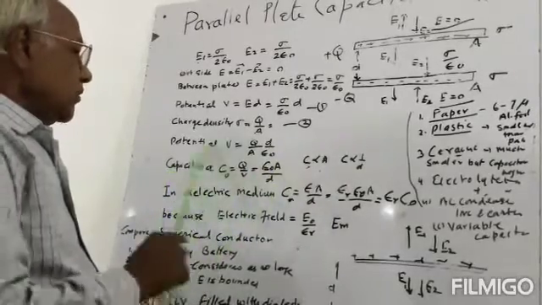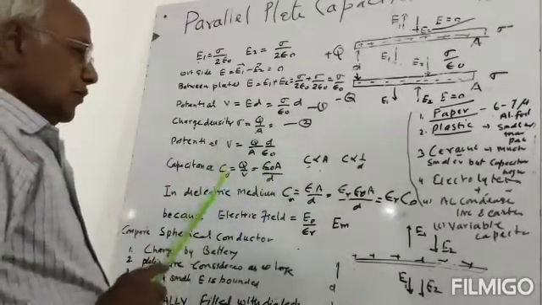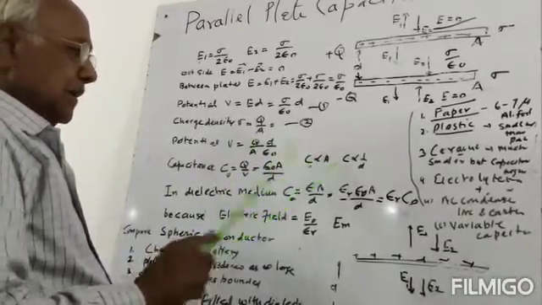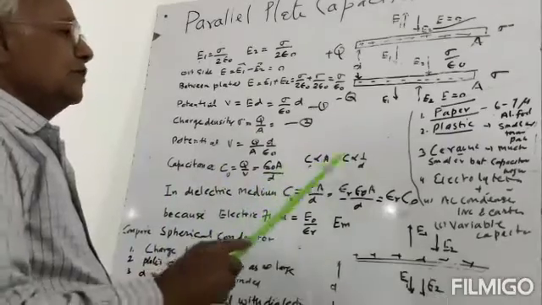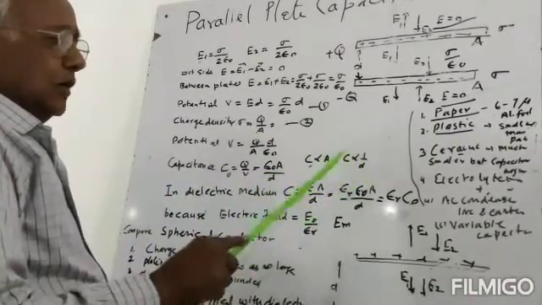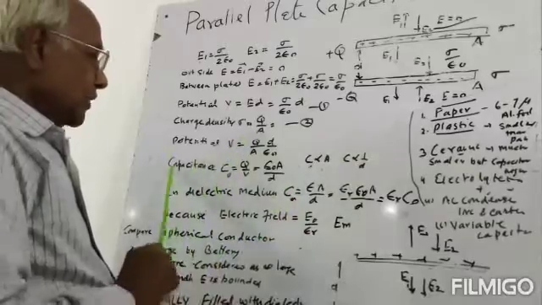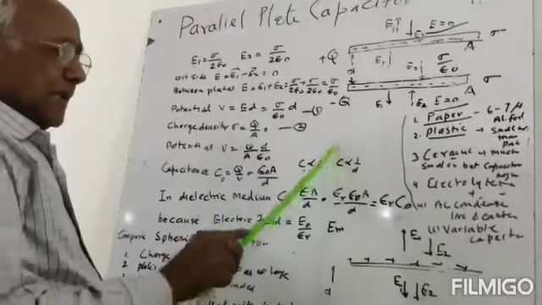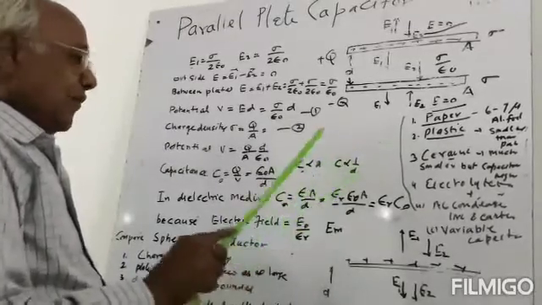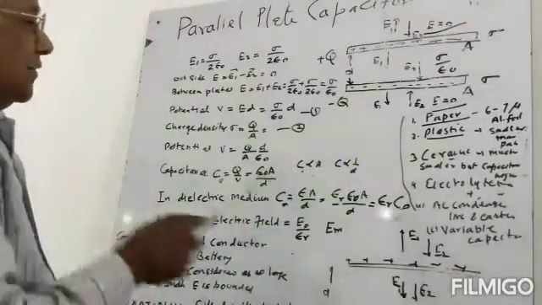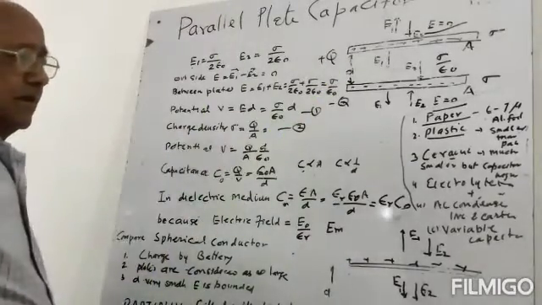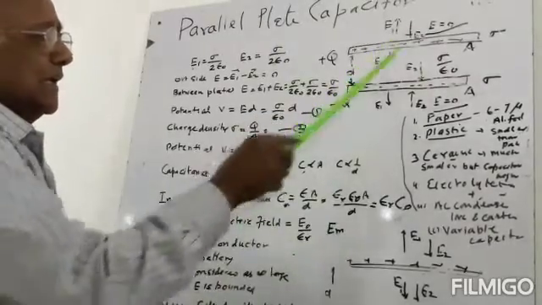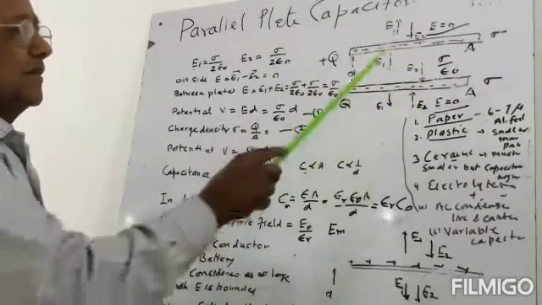So the capacitance will depend upon two factors. One is the area, so C is proportional to A. Second factor, C is proportional to 1 by d, or C is inversely proportional to d. So for a large capacitance, the area should be very large and the distance between these two plates should be very small.